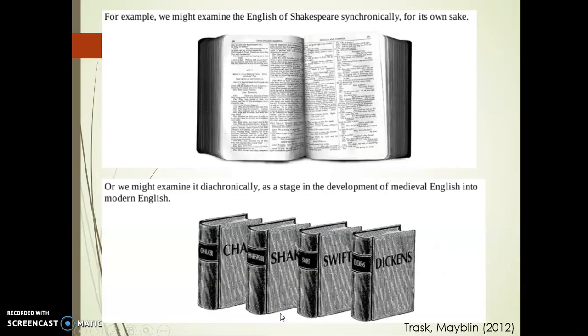And more examples. This is from Trask and McMahon. We might examine the English of Shakespeare synchronically for its own sake. So I study at this point just the English of Shakespeare, but I can also study it as a stage in the development of medieval English into modern English. So how Chaucer, Shakespeare, Swift, Dickens.